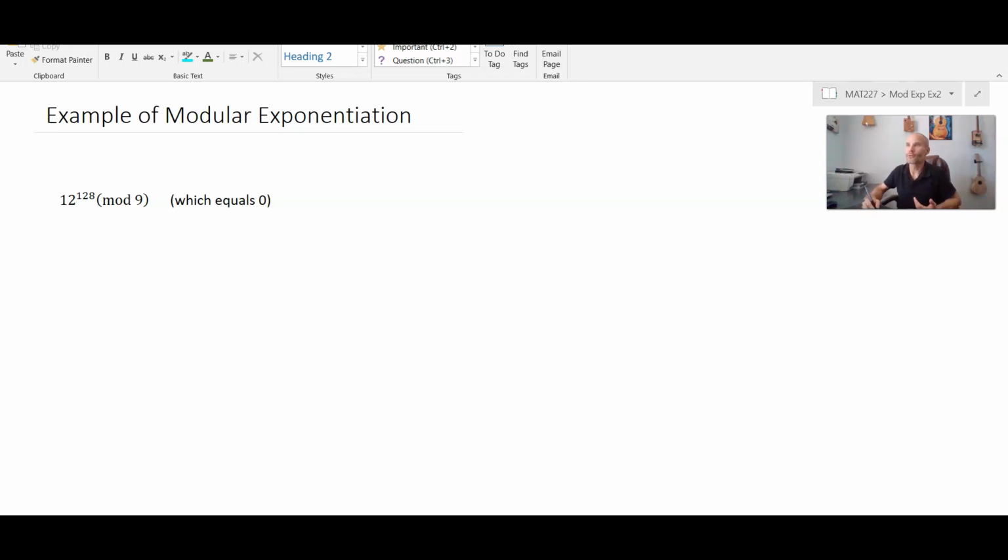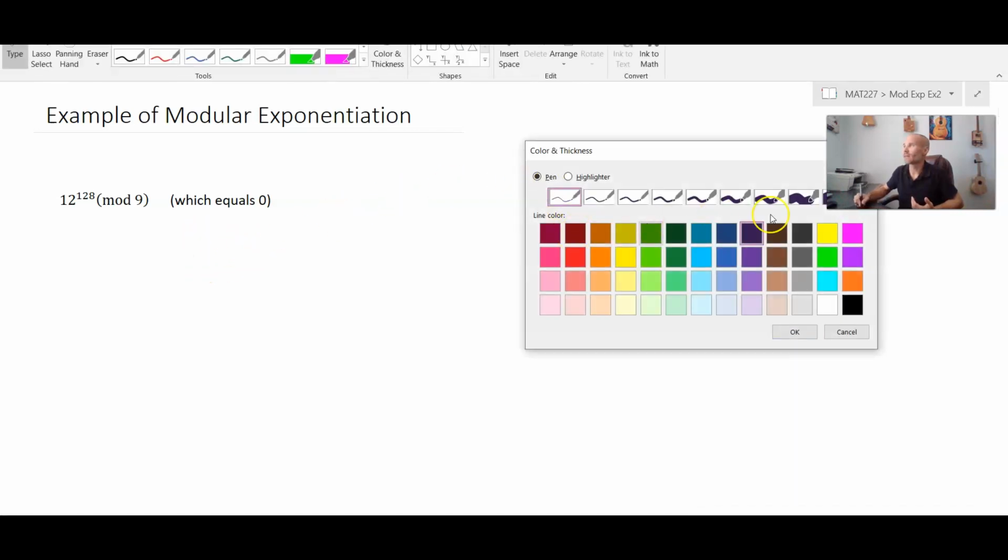We're going to take a look at another example of modular exponentiation. In this case, we can see that the base and the power are getting larger, and this is going to be much, much bigger than 2 to the 128th. So we're going to carry out this algorithm by, once again, starting with the basic case.